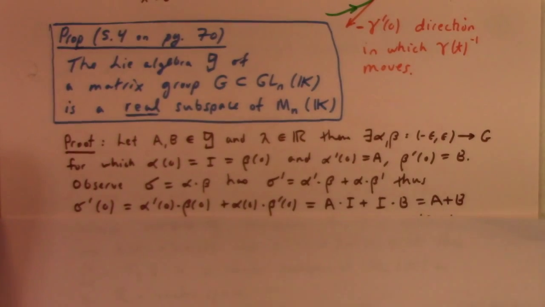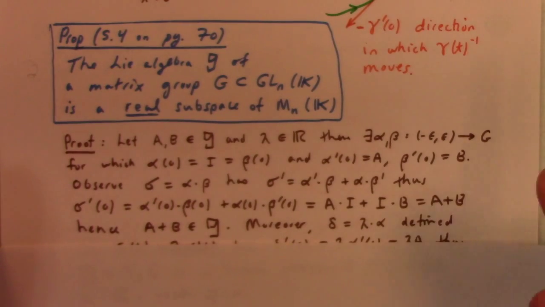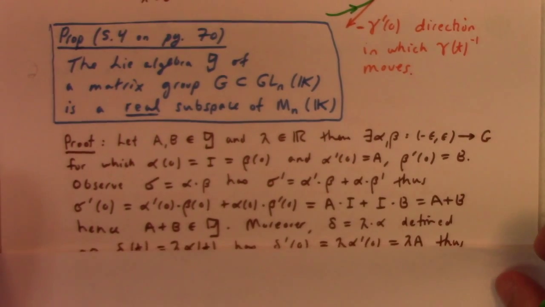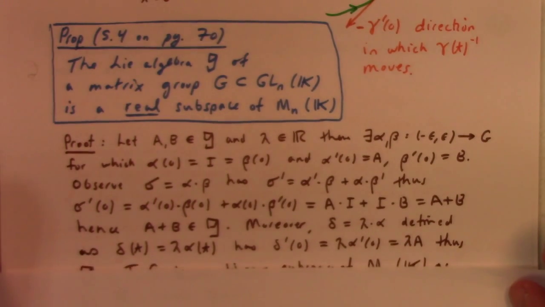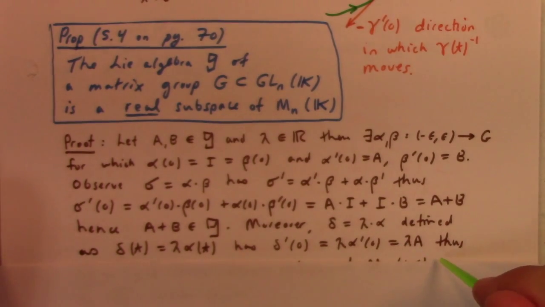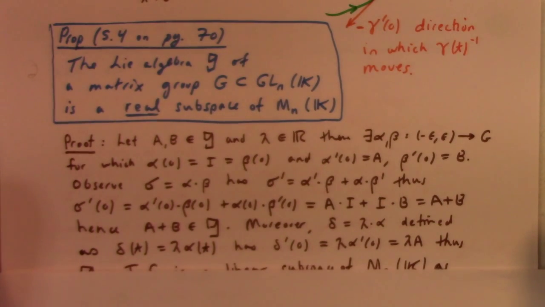All right, so this space is closed under addition, and likewise, if you look at the scalar multiplication, you also get that lambda times alpha has derivative at 0 of lambda A, which makes lambda A in the tangent space at the identity of the group, which makes it in the Lie algebra. And so this frac G is closed under addition and scalar multiplication by reals, and consequently it is a real vector space.